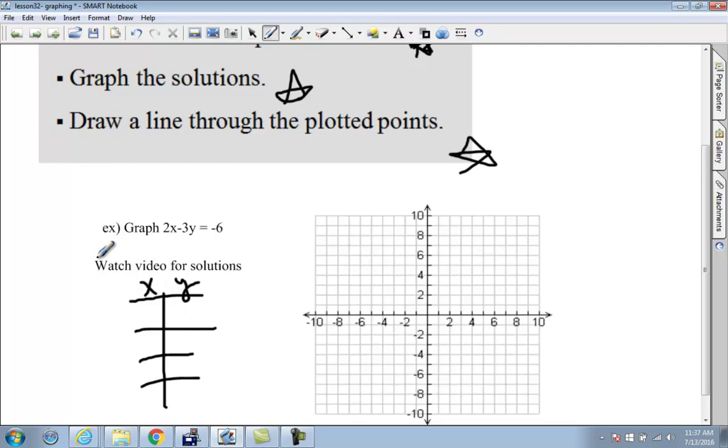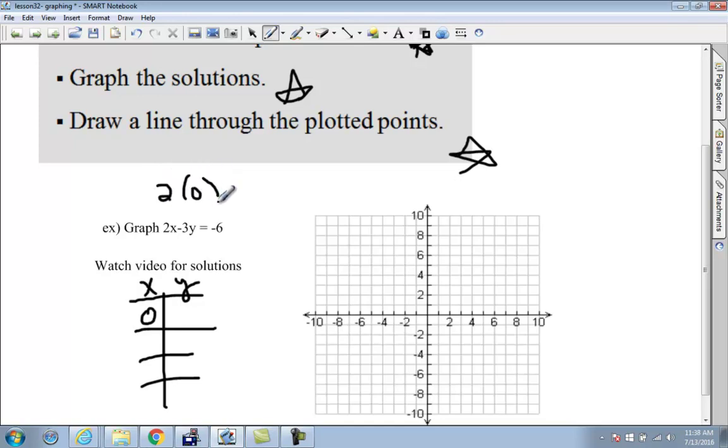It's an xy table. All right, well, let me think. If x were 0, what would y have to be? I always like to put 0 in for x and then put 0 in for y and do some figuring. Now, if you don't like to play mental math, you could write it out. So let's write it out.